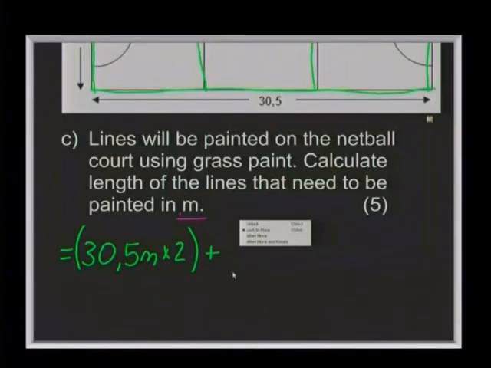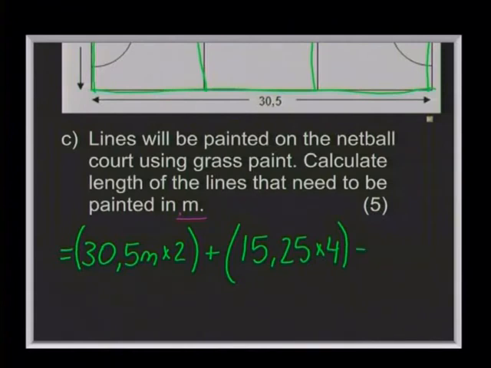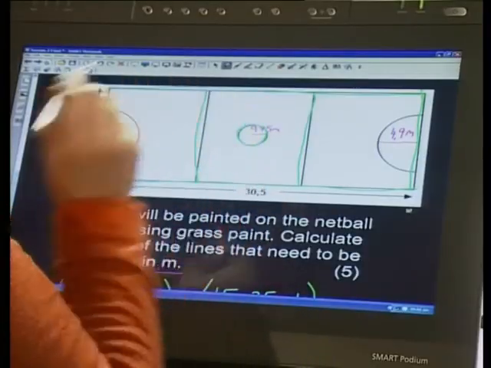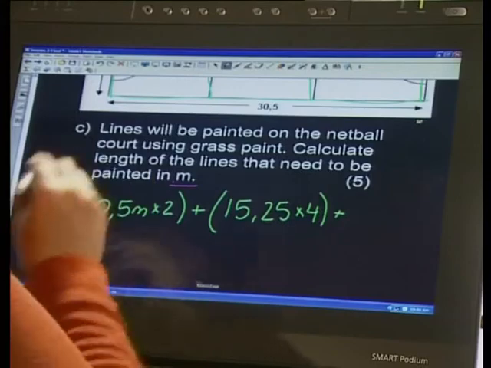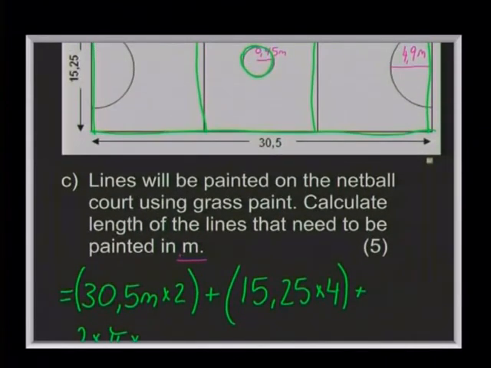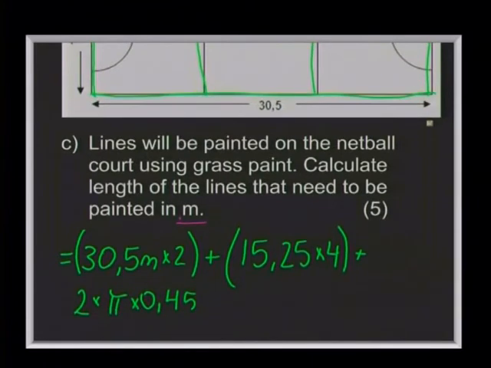So it was 15,25, and there were 4 of those. Then I need the center circle. The center circle, I'm looking for the circumference of the circle. So what's the formula for the circumference of the circle? It is 2 times pi times the radius. And I'm going to substitute in the radius. What did I say the radius was? 0,45. Okay, then we've got that circle.